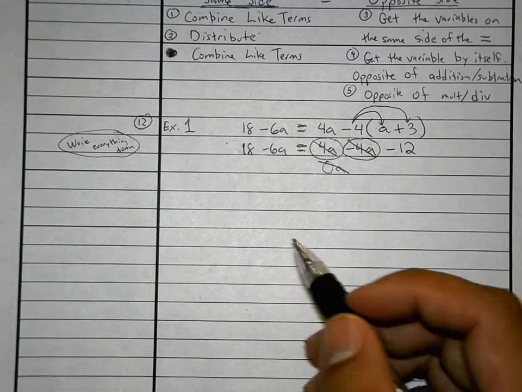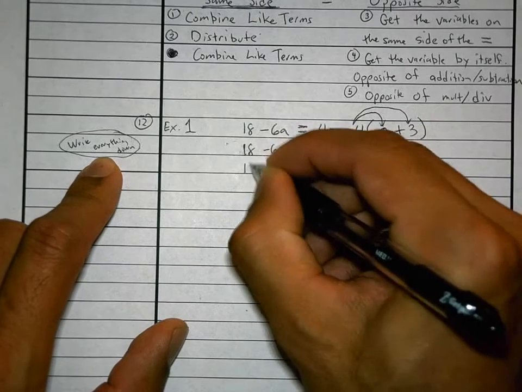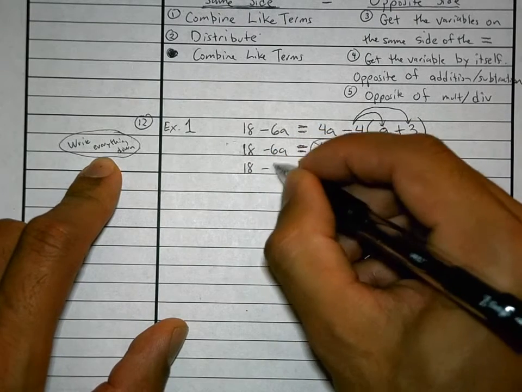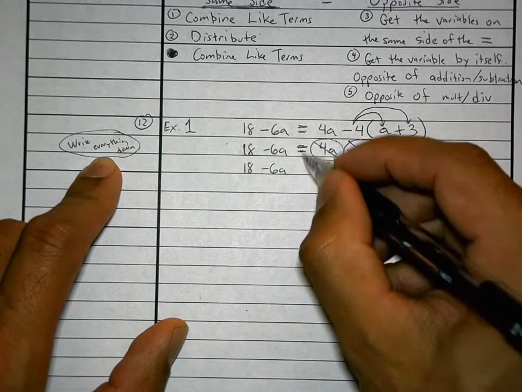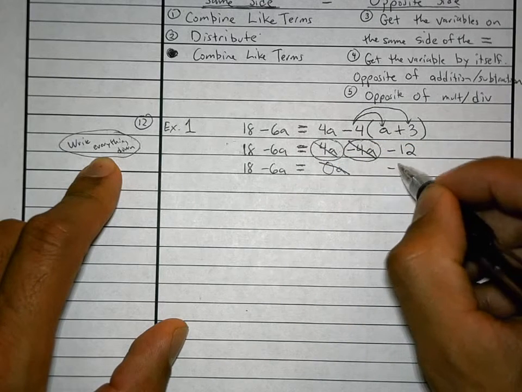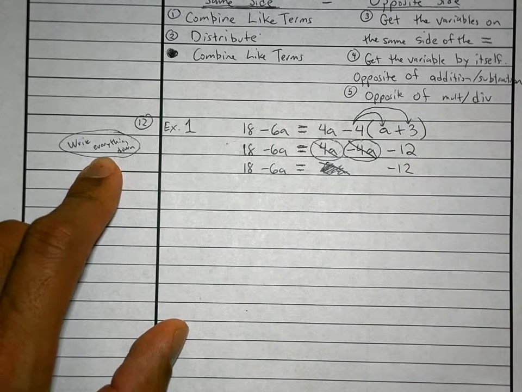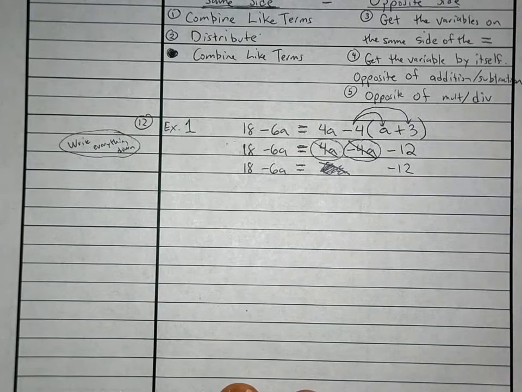Now, just like before, I want to write everything down that hasn't changed. The 18 hasn't changed on this side. The minus 6a hasn't changed on this side. The equal sign stays in the same spot. And then this minus 12 is there, and it's by itself because the 0a just doesn't even matter anymore.